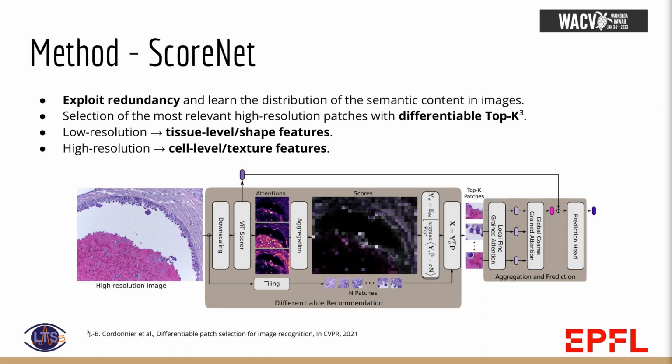These patches are first individually embedded with a transformer model, referred to as the local fine-grained attention model, and then they attend to one another with a global coarse-grained attention module to get the image representation. Importantly, global shape cues or tissue-level features can be incorporated into the global representation via the scorer model.